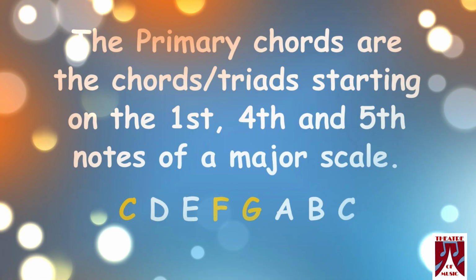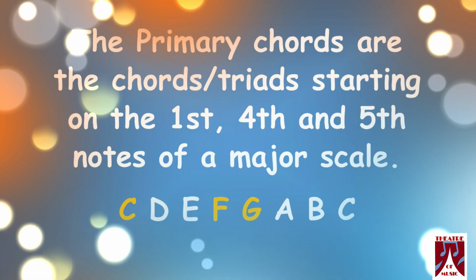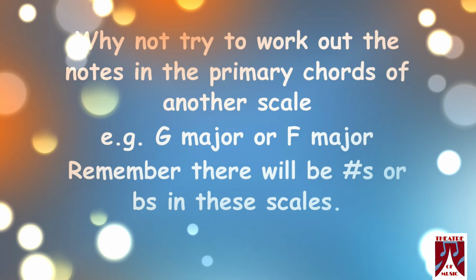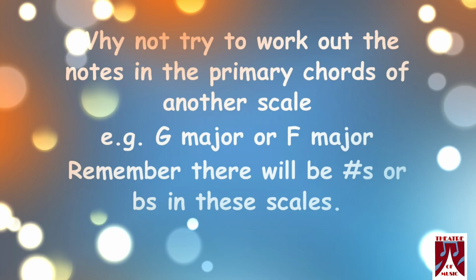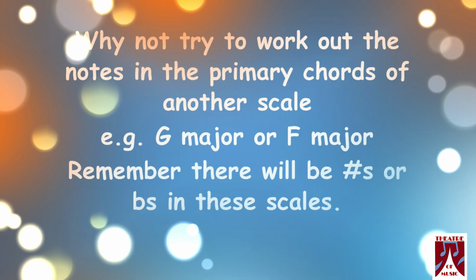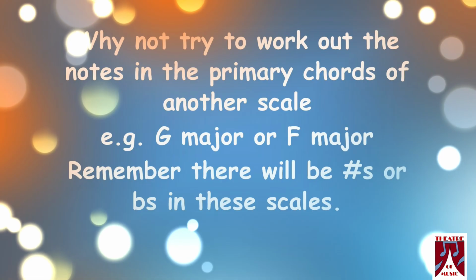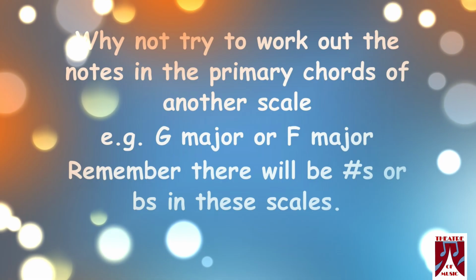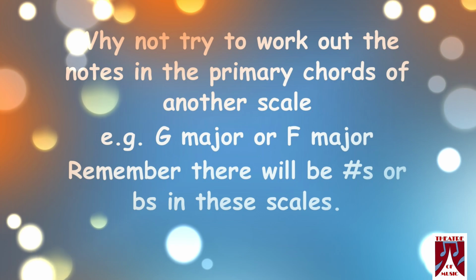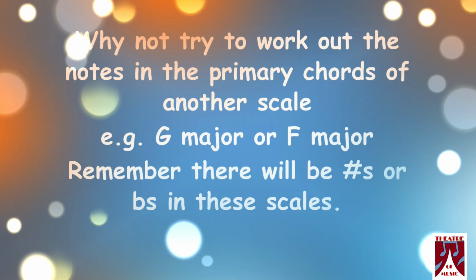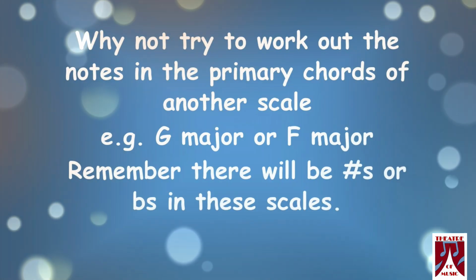The famous 12-bar blues is built on these 3 chords, 1, 4, and 5. So why not challenge yourself and figure out the primary chords in the F major scale or the G major scale? Just remember, C major is the only scale without sharps or flats, so other scales will include a sharp or a flat. Give it a try and let me know how you do in the comments.